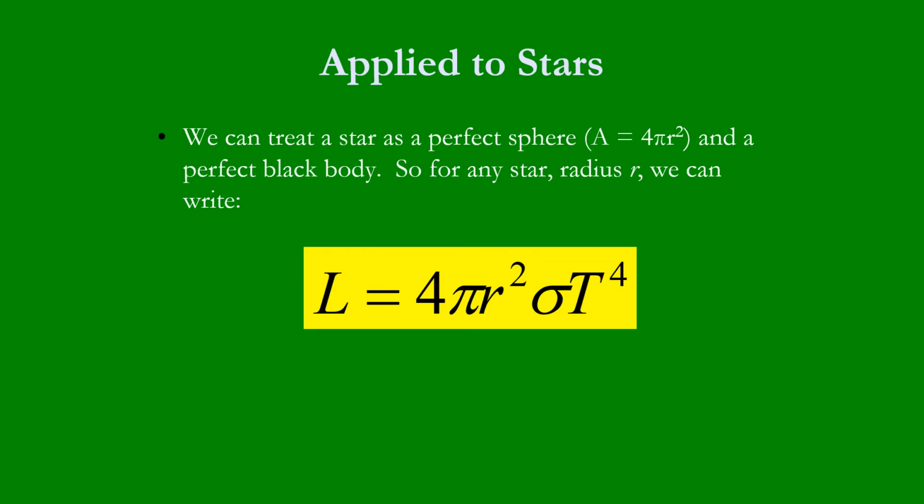So applying this to stars, we treat stars as a perfect sphere. So it's just going to be 4 pi r squared sigma T to the fourth power. And that's what we'll do. Again, we're making some assumptions. So it's perfectly spherical, and we can calculate the energy output by treating it as a black body. So that's our first assumption. It's a black body, and then it's a perfect sphere, and we can apply the equation to it.